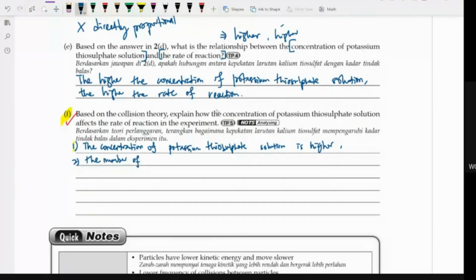Point number 2, the number of... here no more hydrogen ions. So here, potassium thiosulfate solution, class, what are the ions responsible for this reaction? If the concentration is of potassium thiosulfate, the number of which ions? Potassium ions or thiosulfate ions? What do you think, class?